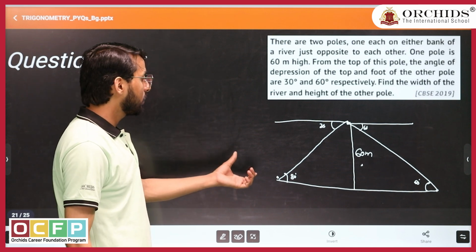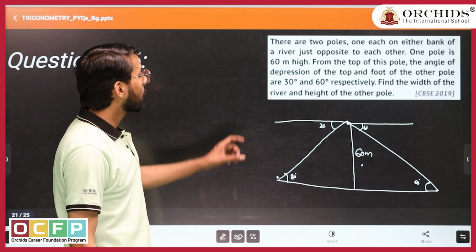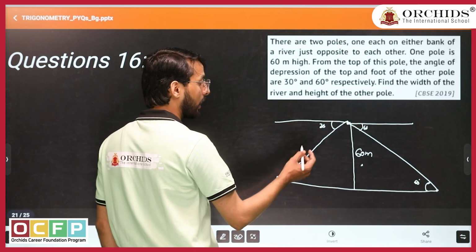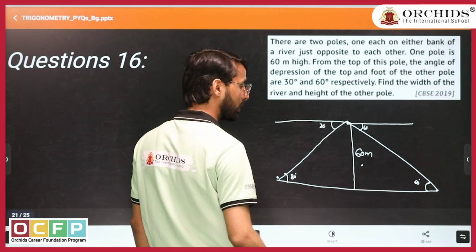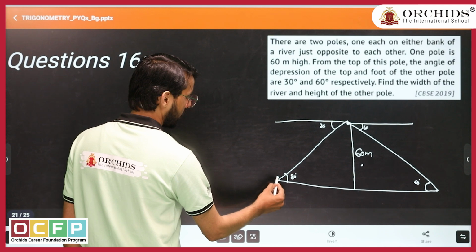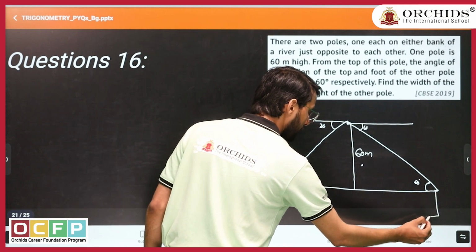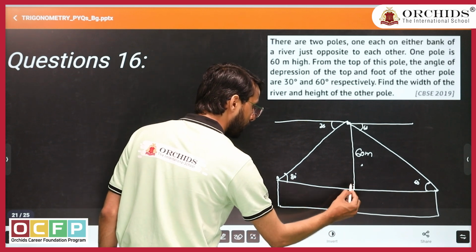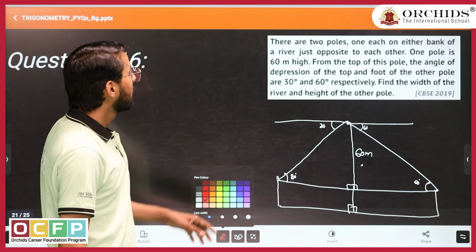But directly doing this, can you solve it by this point? Because they said the height of the pole also they want. There are 2 poles, one each on either side of the bank. So it means if this pole is like this, so go with this angle, and now think what to do next.